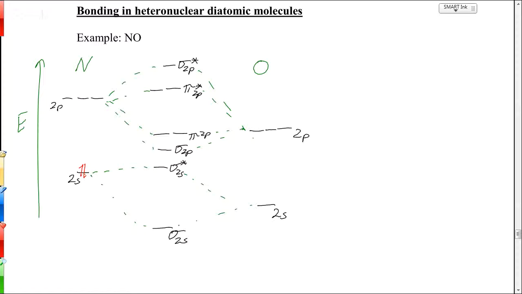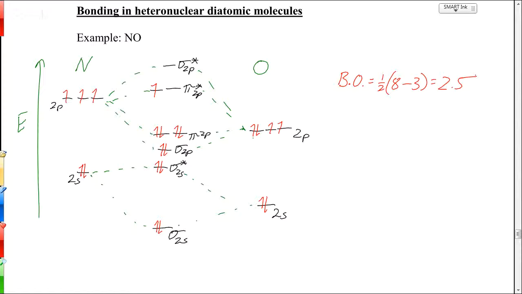So with nitrogen, we've got 2 in the 2s and 3 in the 2p. With oxygen, there's 2 in the 2s and 4 in the 2p. So that gives us a total of 11 electrons. 1, 2, 3, 4, 5, 6, 7, 8, 9, 10, 11. The fact that there's an odd number of electrons doesn't affect us here. The bond order, we can still calculate. There are 8 bonding electrons, 3 antibonding electrons, so that's 2.5.